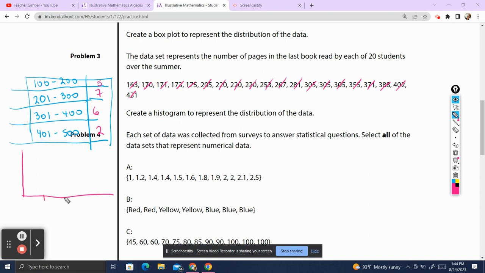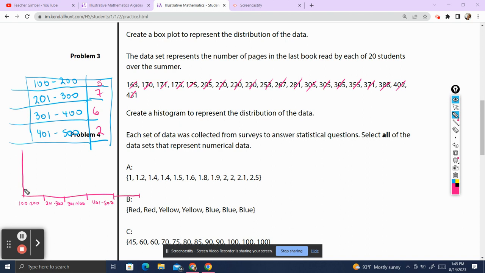Now, for a histogram, you're on an axis. Down here, I'm just going to put my bins. How many bins did I have? I had 1, 2, 3, 4, so I have 4 bins. This bin's going to represent 100 to 200. This bin, 201 to 300, 301 to 400, 401 to 500.